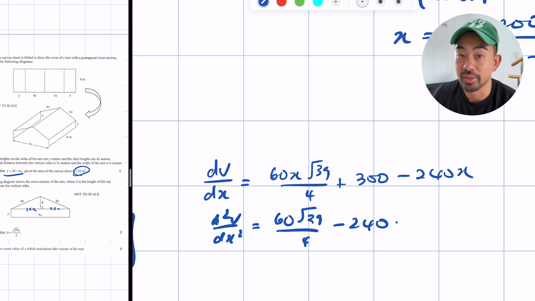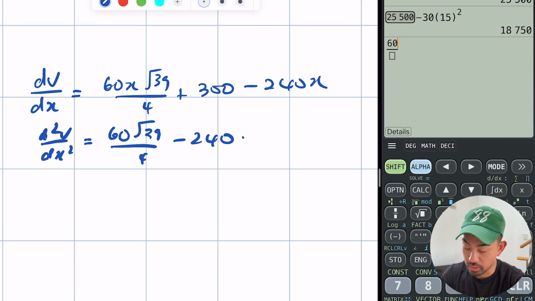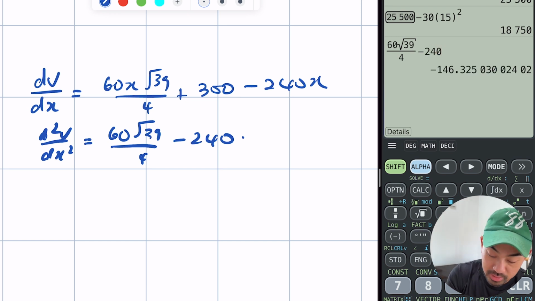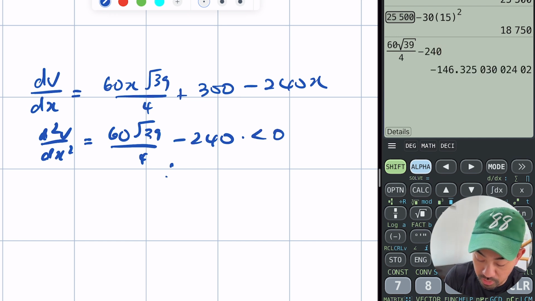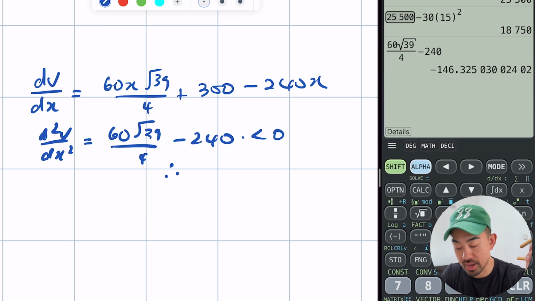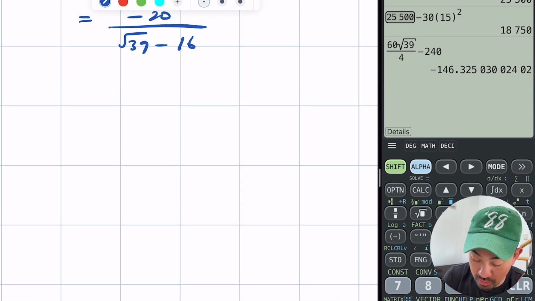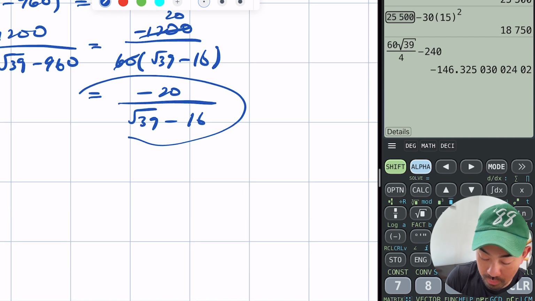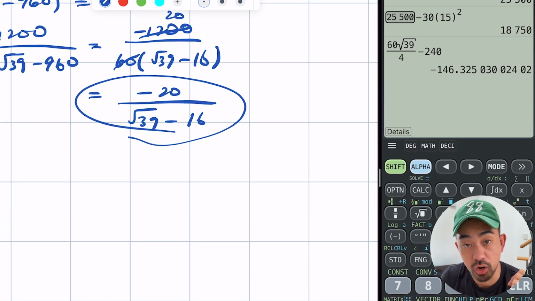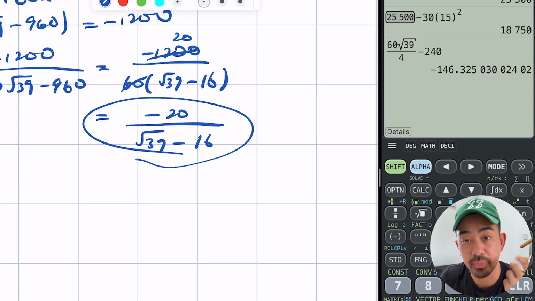If you just put this in the calculator, it should give you a negative number. So let me just confirm. All right, so 60 root 39 over 4 minus 240. And as you can see, this is less than 0. So therefore, since it's less than 0, it's going to be concave down. So therefore, this is going to be a max. So our answer of minus 20 over root 39 minus 16 is our max.